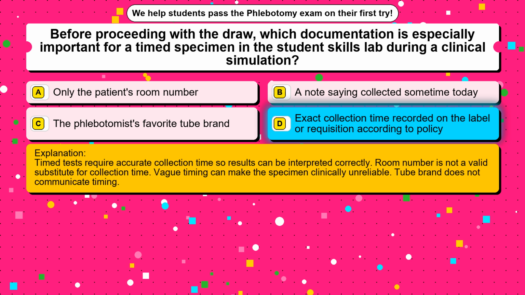Timed tests require accurate collection times so results can be interpreted correctly. Room number is not a valid substitute for collection time. Vague timing can make the specimen clinically unreliable. Tube brand does not communicate timing.